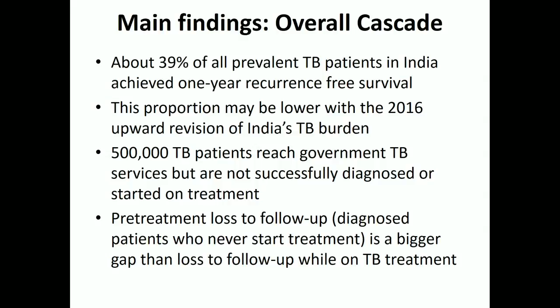So just to summarize our main findings, about 39% of all prevalent TB patients in India reach government centers and in the government program achieve 1-year recurrence-free survival. This proportion may be lower with the upward revision of India's TB estimates in the last 2 weeks by the WHO. About 500,000 TB patients reach government TB services but are not successfully diagnosed or started on treatment. And pre-treatment loss to follow-up, those who are diagnosed but never started on treatment, is a larger gap than patients lost during the entire treatment course.